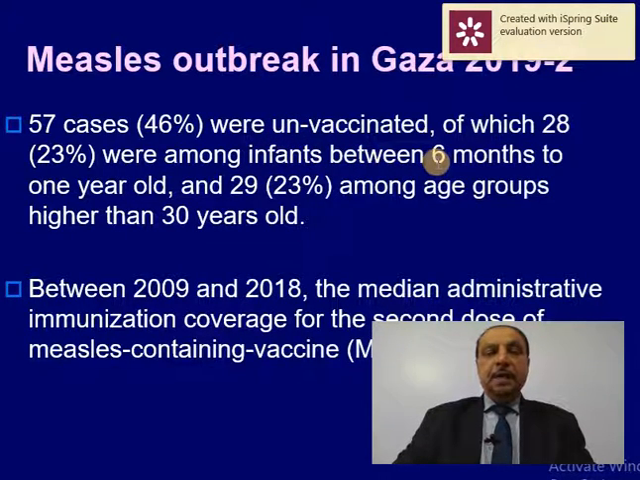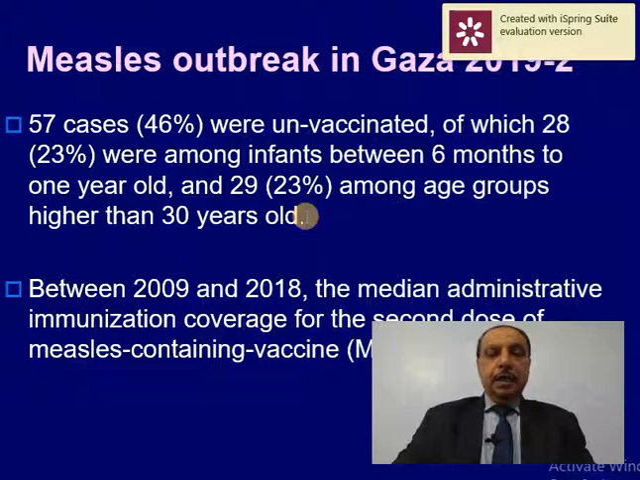between 6 months to 1 year old, because you know that MMR vaccine, including measles, is given at the age of 12 months. So we got some cases below the age of 12 months, and 29 of the cases were among a group higher than 30 years. This is important because probably the vaccination immunity maybe tapered away, and they didn't get booster doses.